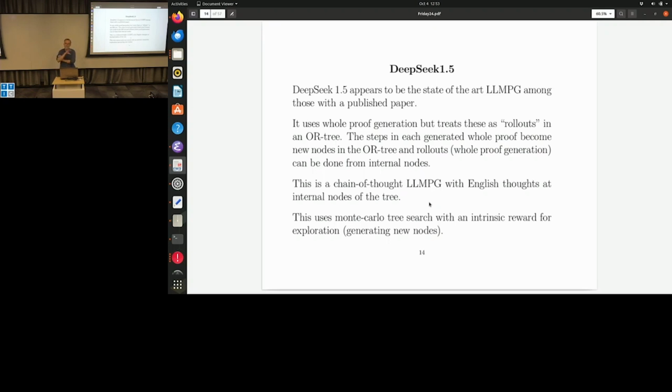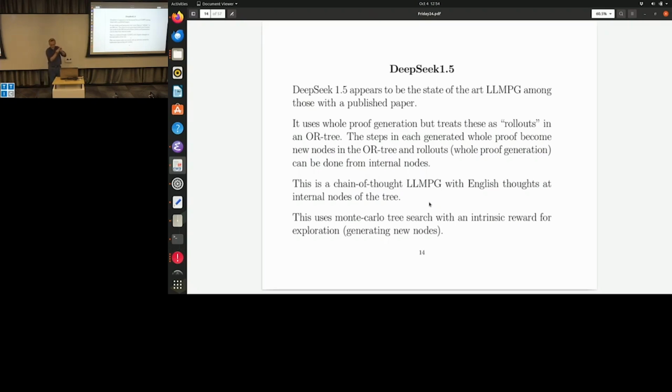So DeepSeek, among the published systems, seems to be the state of the art. It uses whole proof generation, which is a little bit surprising, but there's an analogy with games here, where you think of whole proof generation as a rollout. In Go, it was a big innovation 10 or 15 years ago to replace the static board evaluator by rolling out the game. Each player plays and you see who wins when you roll out the game to the end. So they're using whole proof generation as a kind of rollout.